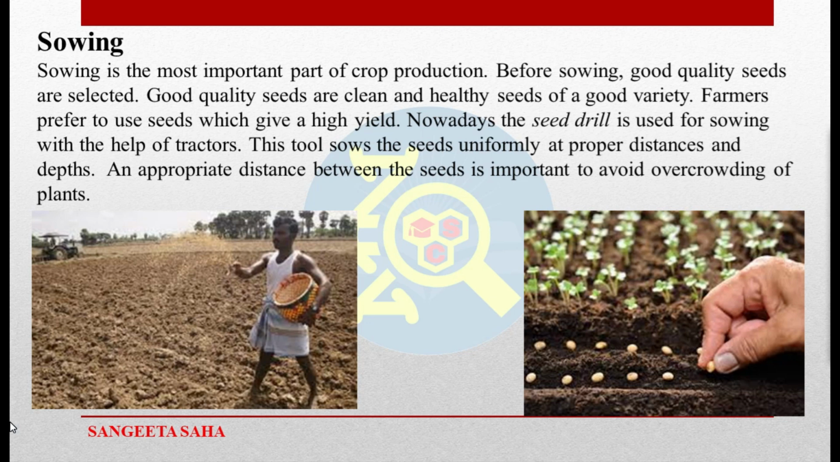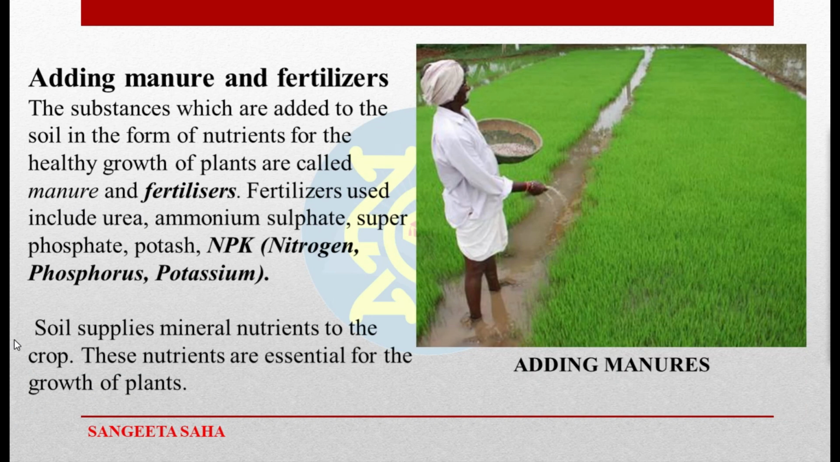Now, just now I said that seeds are to be sowed at proper distances and depths. Why? Because this appropriate distance between the seeds is very important, because it avoids overcrowding of plants. And this allows plants to get sufficient sunlight, nutrients and water from the soil. Next step is adding manure and fertilizers. Now, as you can see in the picture here, the farmer is adding manures.